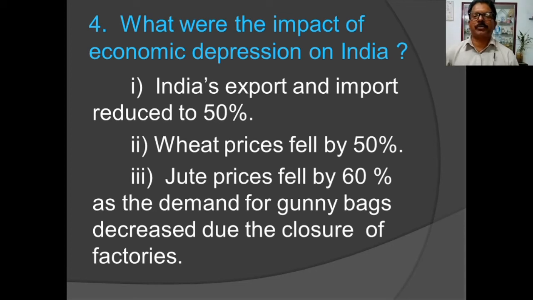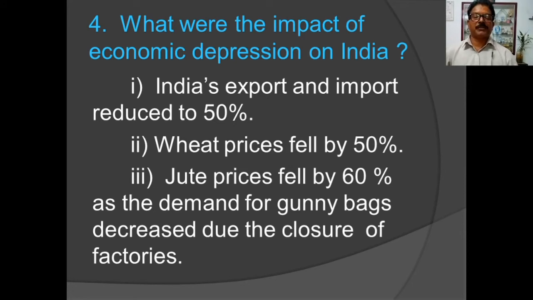What were the impact of economic depression on India? First point, India's export and import reduced to 50%. So it affected very badly the export and import. Whatever India was exporting and what India was importing, that export and import was reduced to 50%, almost half. Next point, wheat prices fell by 50%. Suppose wheat was being sold for 20 rupees, now they are selling it for 10 rupees.